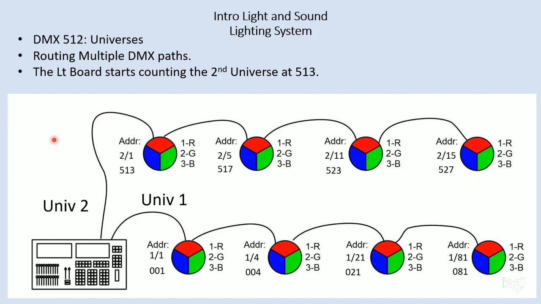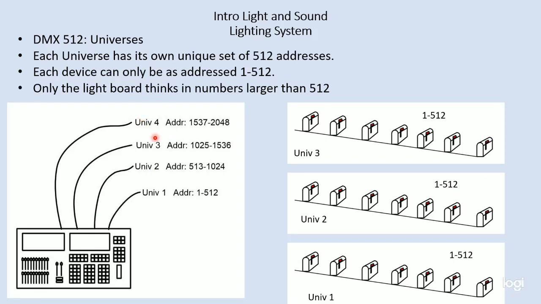And we carry on, right? So that's 2 universes. We're allowed many universes. Most light boards are able to support 4 universes, or up to 2,048 addresses. And that is as far as the light board is concerned.